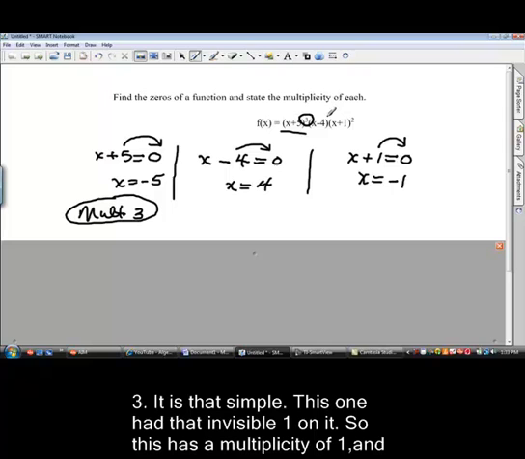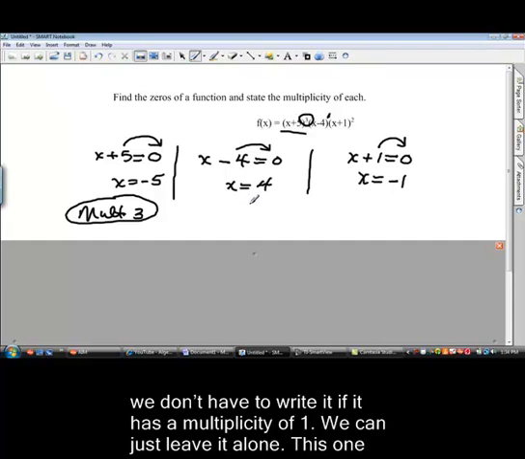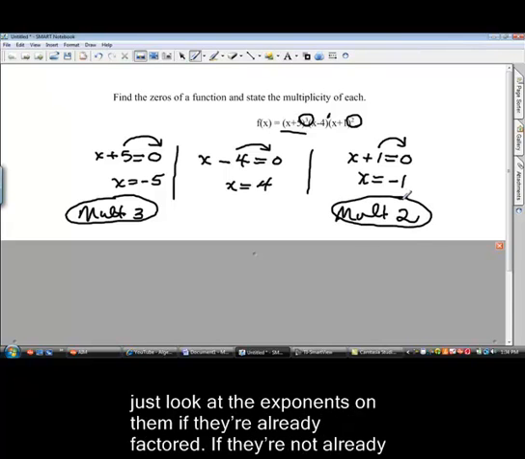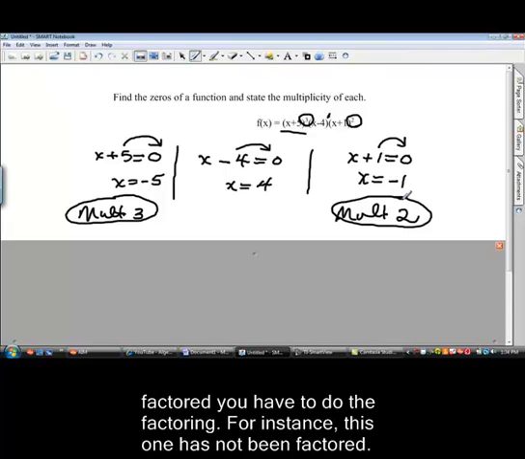This one had that invisible 1 on it. So this one has a multiplicity of 1, and we don't have to write it if it has a multiplicity of 1. We can just leave it alone. This one has a 2 on it. So this one, this 0, has a multiplicity of 2. It really is that simple. You just look at the exponents on them, if they're already factored. If they're not factored, you actually have to do the factoring.